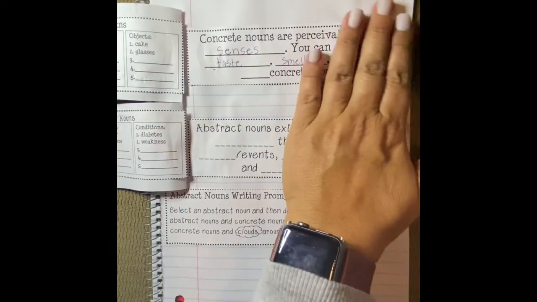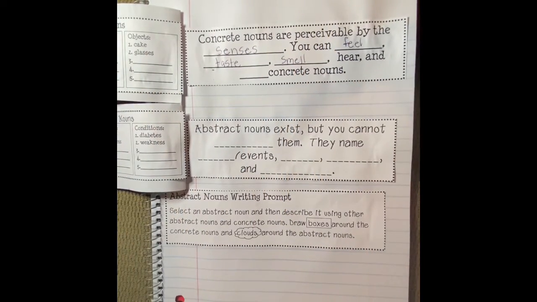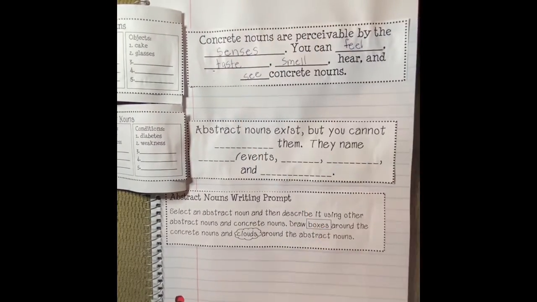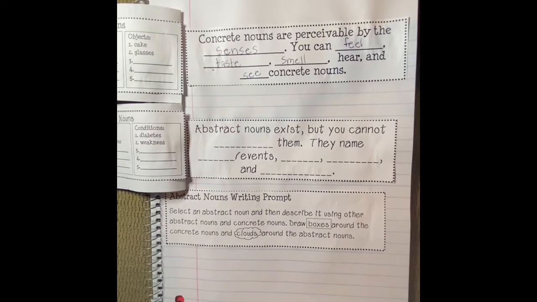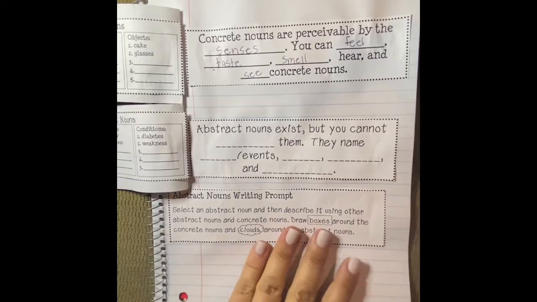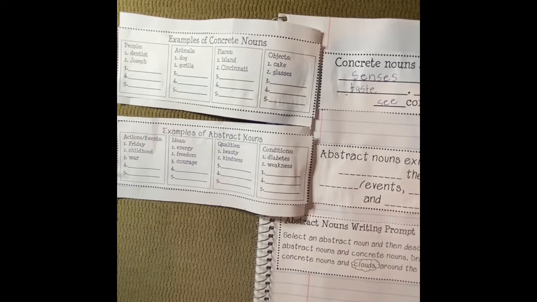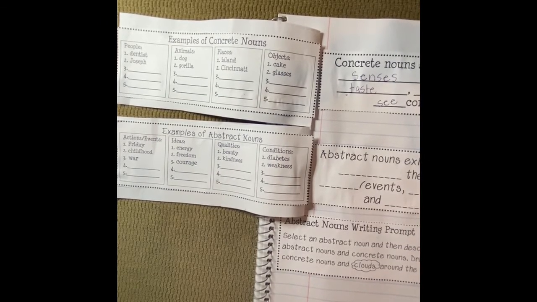So we're going to go ahead and fill in the definition for concrete nouns. Concrete nouns are perceivable by your five senses. You can feel, taste, smell, hear, and see concrete nouns. So these are the nouns that you can actually grab a hold of and go to and experience with your senses. So we're going to look at the inside of our flap and see our different examples of concrete nouns.